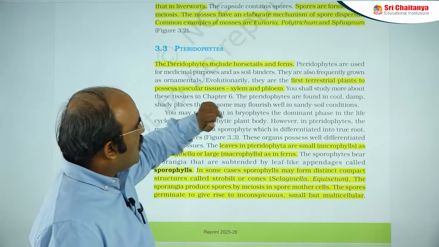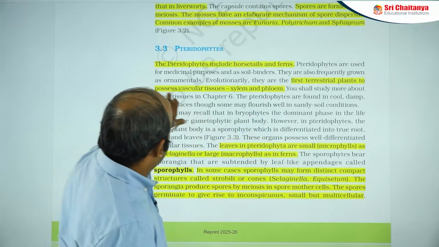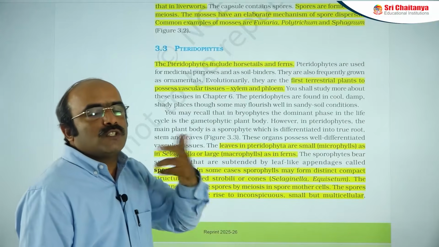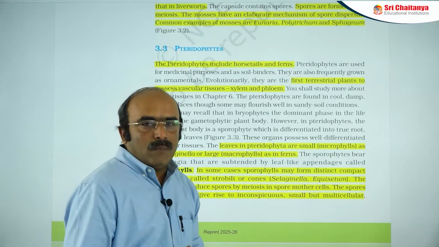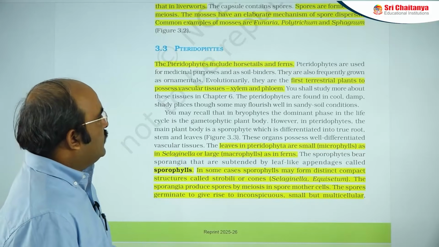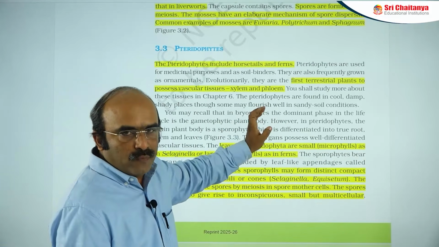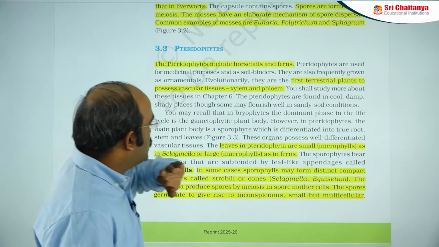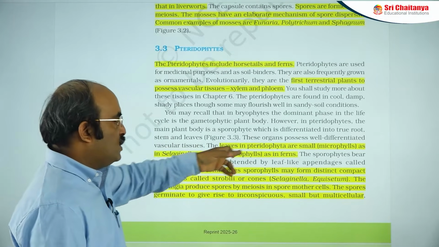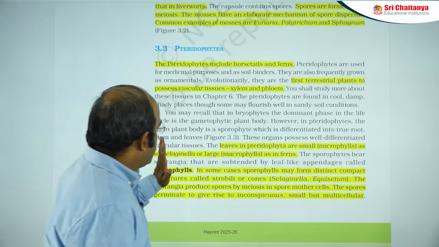And these are the first terrestrial plants to possess vascular tissues. So, these are the first group of plants to develop vascular tissues, namely xylem and phloem. That is very, very important. And pteridophytes generally flourish well in sandy soil conditions. Coming to the plant body, because they are well differentiated, they have root, stem and leaves.